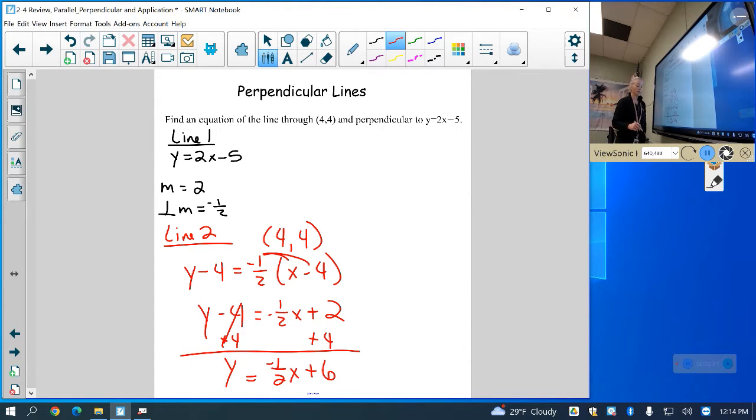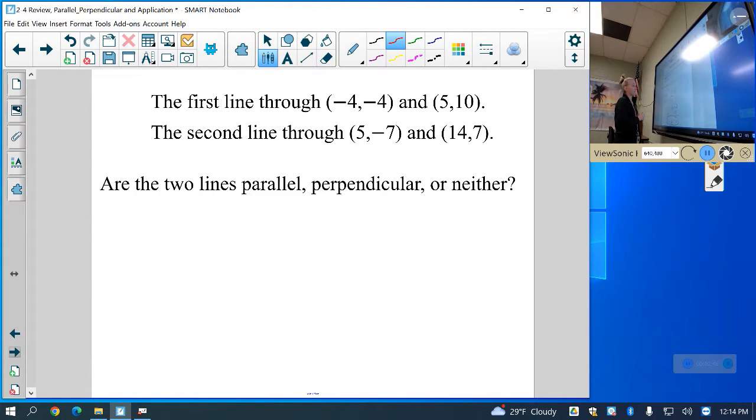Now, when you're taking the test, you can use decimals to check your answer, but you're not required to. So that's the perpendicular line. The reason they're perpendicular is because the slopes are opposite reciprocals. This one's 2 and this one's negative 1/2.